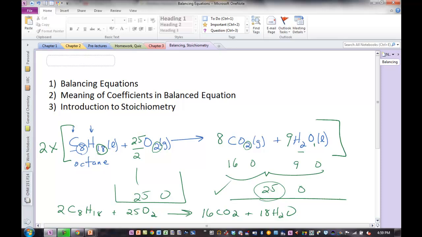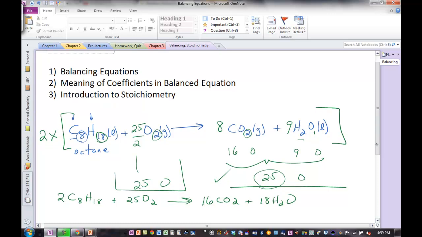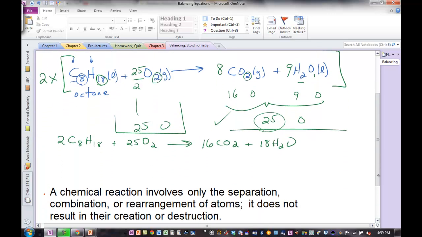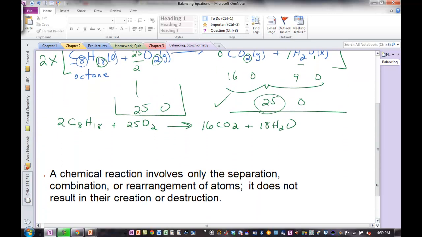Okay, so that's balancing. Now let's talk about the meaning. I did want to highlight what I talked about above, this statement right here.